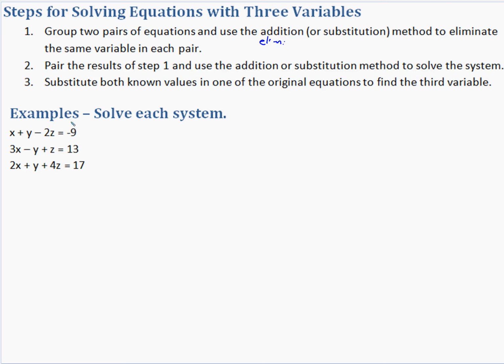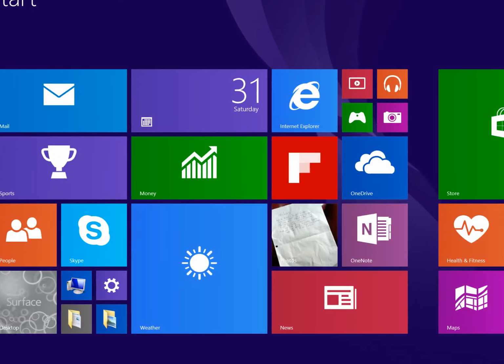So what we'll do is we can actually take these two equations right here, and we can easily eliminate the y. So we'll have x plus y minus 2z equals -9, and then 3x minus y plus z equals 13. And we'll go ahead and eliminate the y's there. We can add these together. We have 4x. The y's become 0. Minus z equals -9 and 13 is 4. So that was one of our pairs.